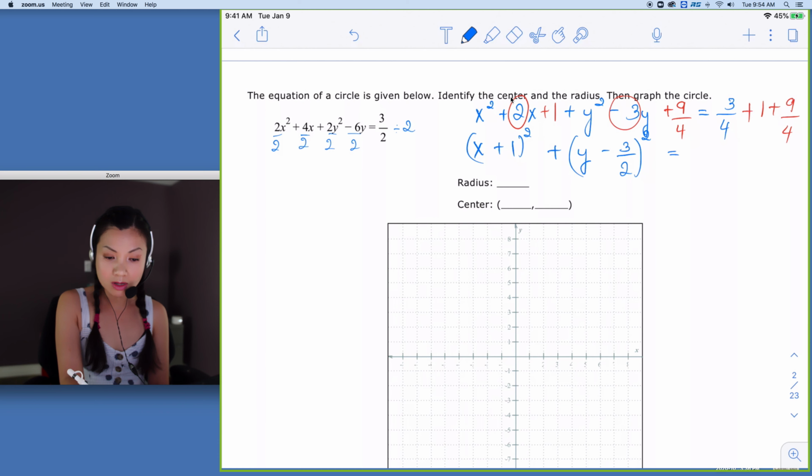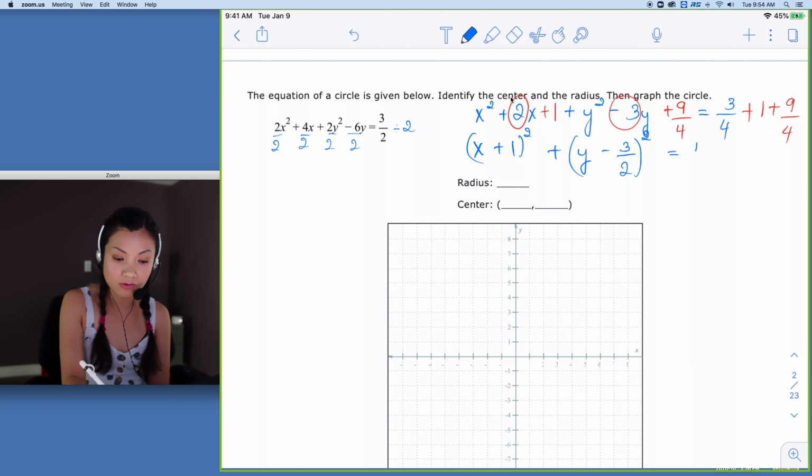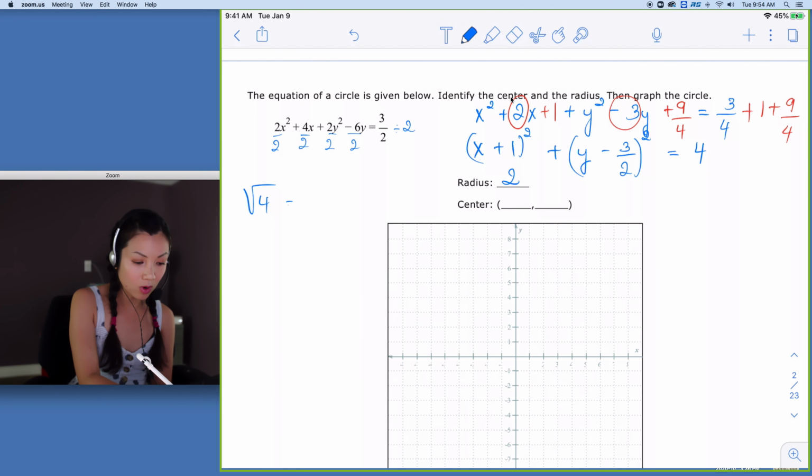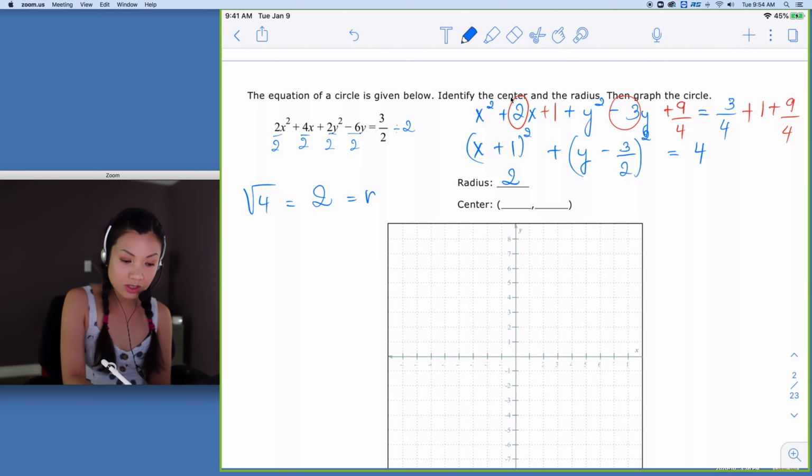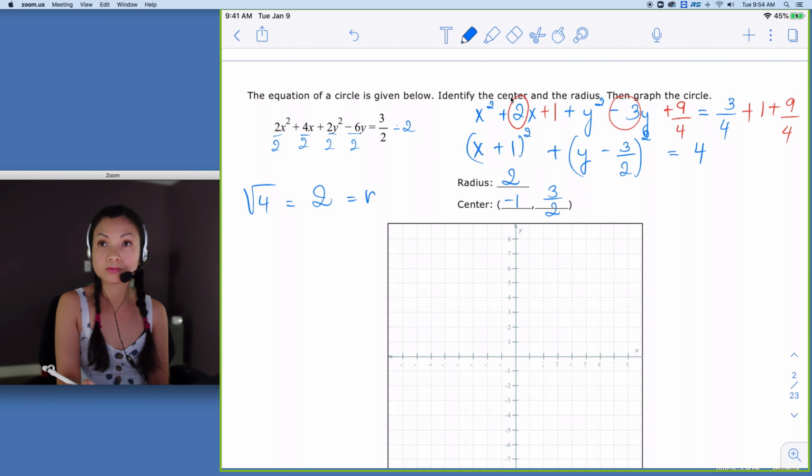So it's going to be 3/4 plus 4 over 4, 7 over 4, plus 9. So that's going to be 16 over 4. 16 over 4 is just 4. So the radius is going to be 2 because I have to take the square root of 4. So this is the radius. The center is going to be negative 1, 3 over 2.